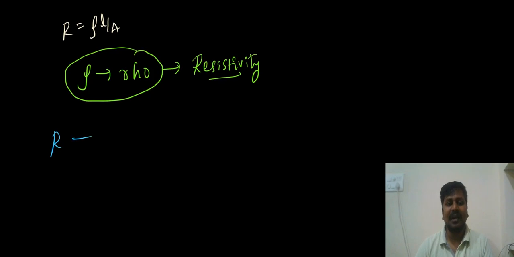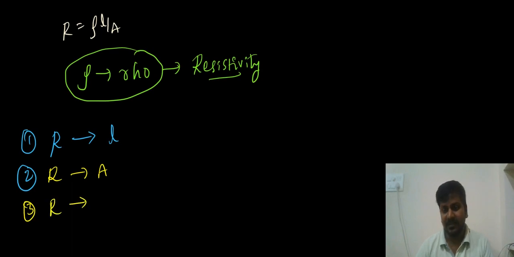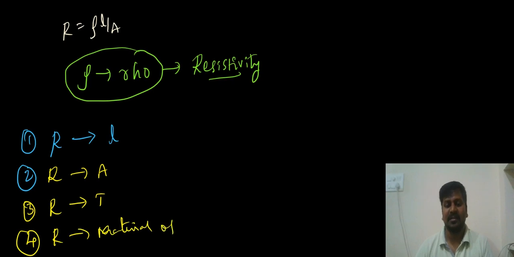So R depends on the length of the conductor, first point. Second point, R depends on the area of the cross section of the conductor. Third point, R depends on temperature. If temperature rises, automatically resistance also increases. And fourth one, R depends on the material of the medium, the material of the particular conductor.